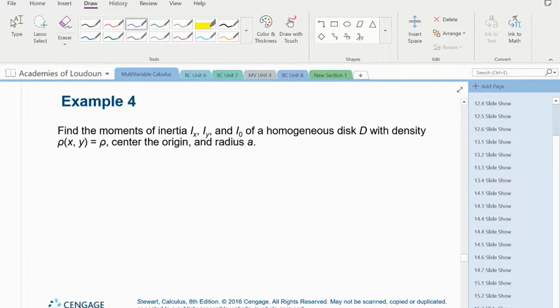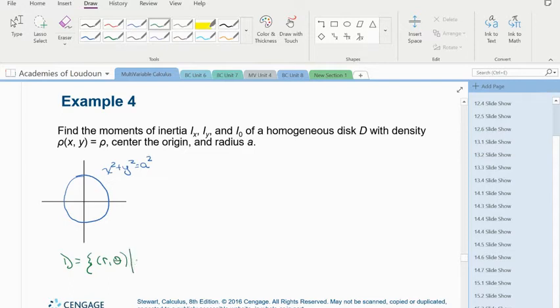of a homogeneous disk D with density rho of xy equal to rho, centered at the origin, with radius a. So we're going to start with sketching the region. We know that it's a disk centered at the origin, so we have x squared plus y squared equals a squared. And in polar coordinates, we know then that D is going to be r theta, where r ranges from 0 to a, and theta from 0 to 2 pi.